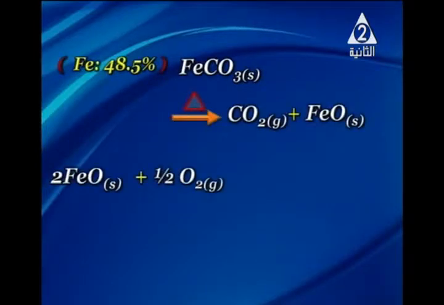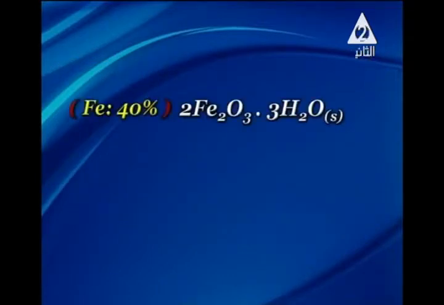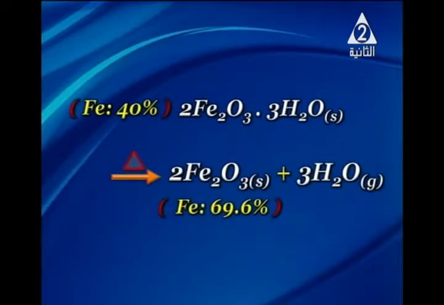heating it gives carbon dioxide and iron 2 oxide. Then iron 2 oxide is oxidized by air into iron 3 oxide. So we have increased the percentage of iron from siderite into iron 3 oxide, as shown on the screen. And also, if we use limonite ore, by heating it will be changed into hematite, which is iron 3 oxide. Also, we have increased the percentage of iron in the ore.